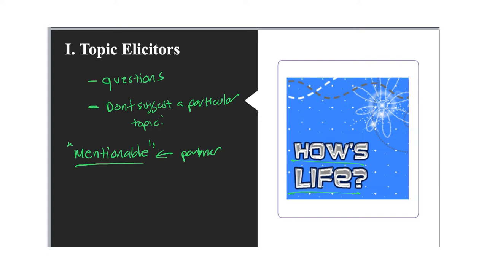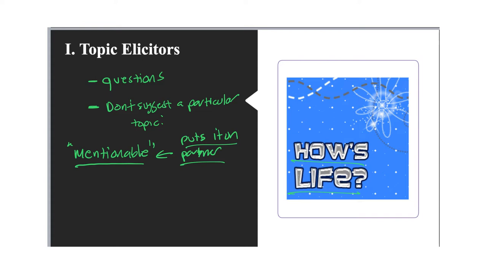But if it's somebody who's not close to you, then maybe they spent time with their niece and nephew, but that's not mentionable to you because you don't know them or they're not comfortable telling you these things. But in any case, a topic elicitor puts it on your partner, okay? So that's the key. You're putting it on your partner to decide what the mentionables are by asking them such a broad question.